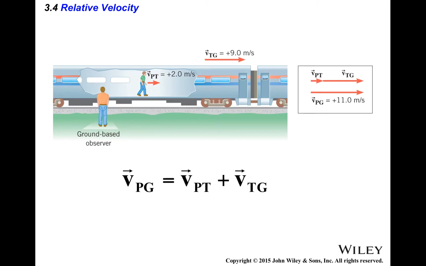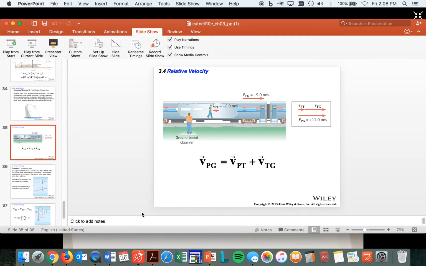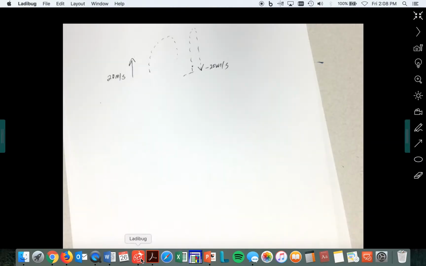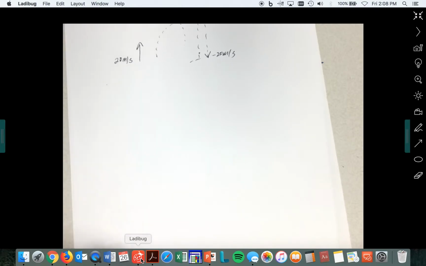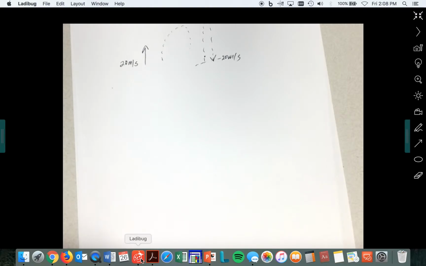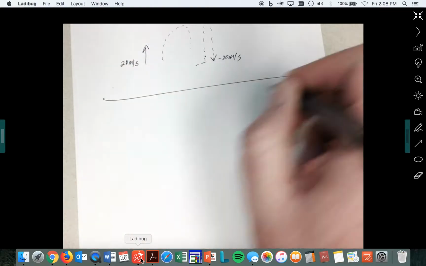So let's take a look. Let me show you how to do these problems. Here's what we do. Let's make this a little easier. Let's start off nice and easy, and then we're going to end a little bit rough with this. We're going to talk about relative velocities.